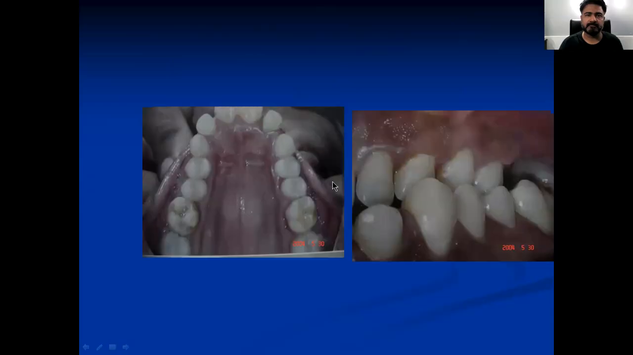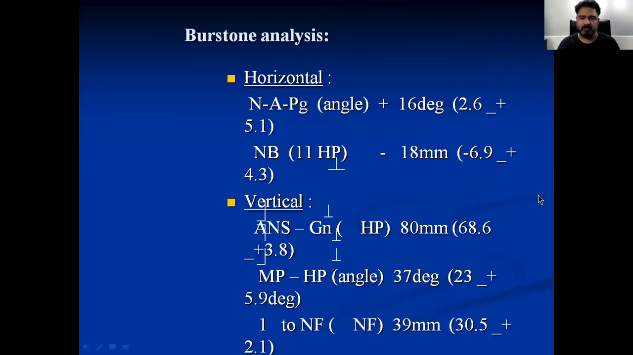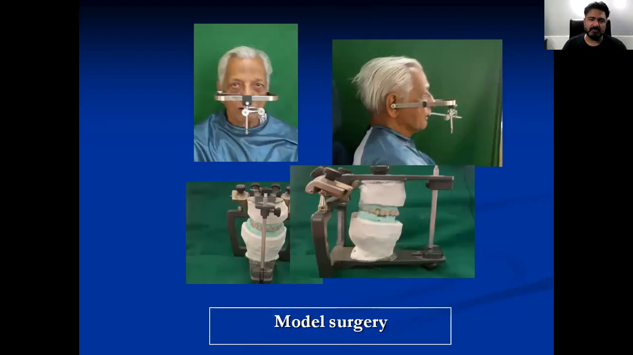Now in this case, maxillary vertical height is more. So this osteotomy should be an upward osteotomy. Narrow arch. So as you see, the maxillary height is more. So these are the findings of the analysis in this case: horizontal and vertical, maxilla to mandible, dental and soft tissue analysis.